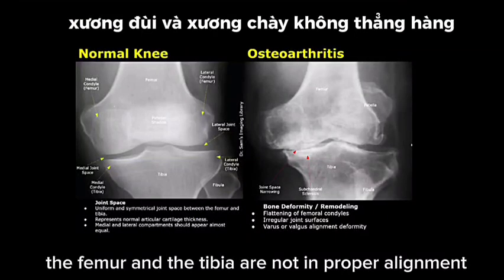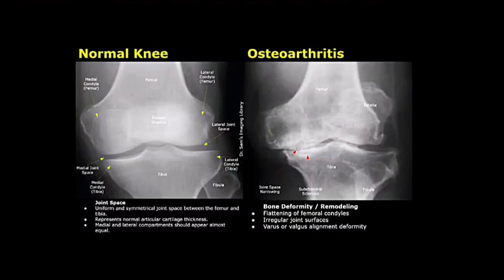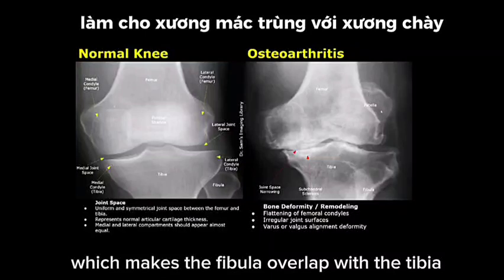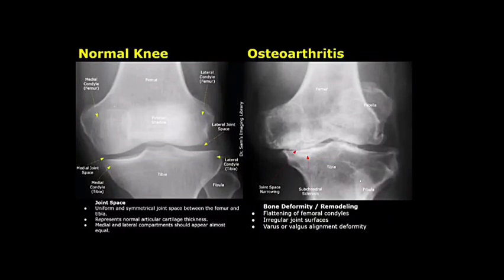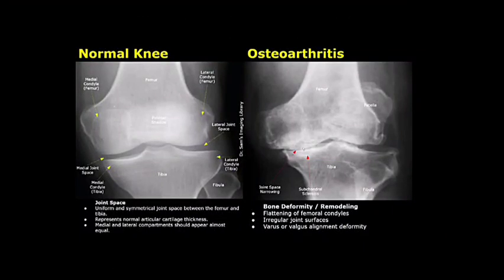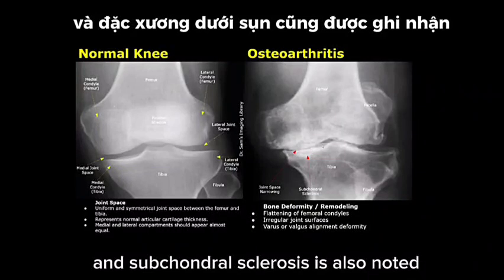The femur and the tibia are not in proper alignment. The knee is slightly rotated, which makes the fibula overlap with the tibia. Joint space narrowing is observed, and subchondral sclerosis is also noted.